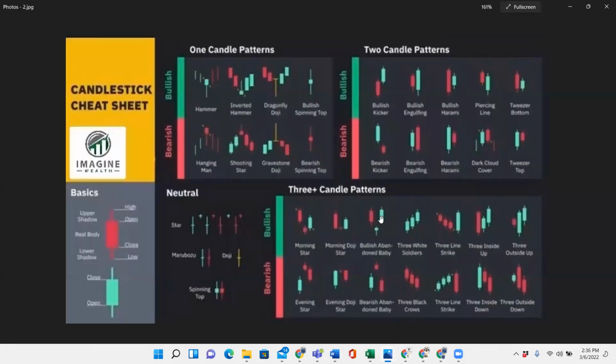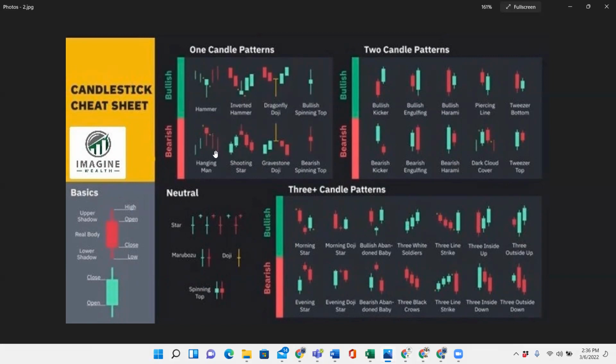So this is the cheat sheet right over here. The cheat sheet has all of the basic typical candles that you're going to see. We have single candle patterns over here. These are the bullish patterns, which would be like the hammer, the inverted hammer, the dragonfly doji, and the bullish spinning top. Then we have the bearish single candles.